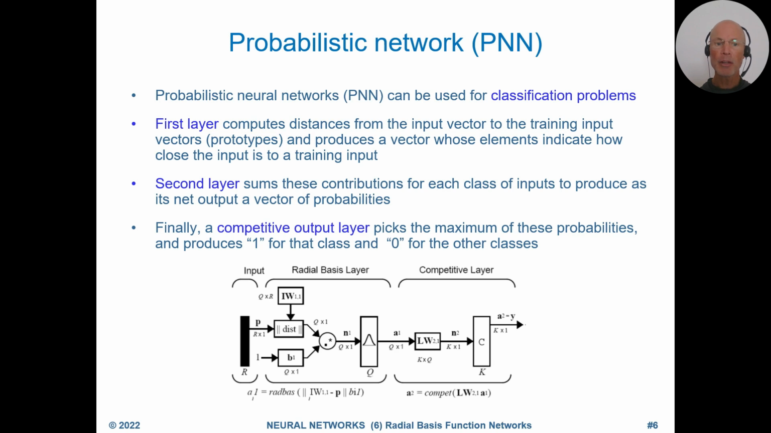Then we have the family of probabilistic networks, which is also based on RBFN networks. This is used for classification problems. First we have the layer of radial basis functions, and then the competitive output layer for classification.